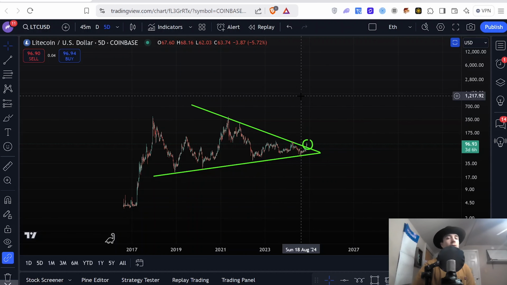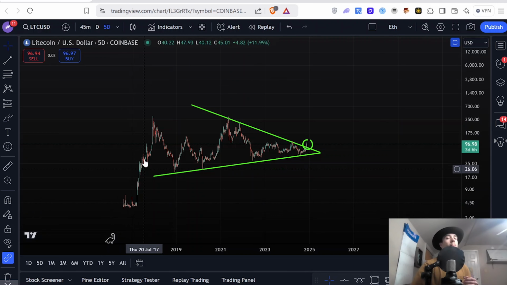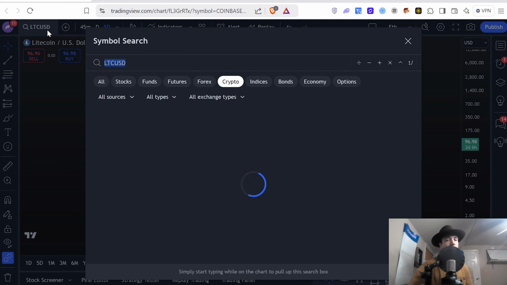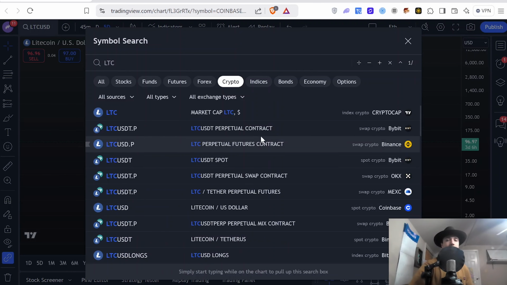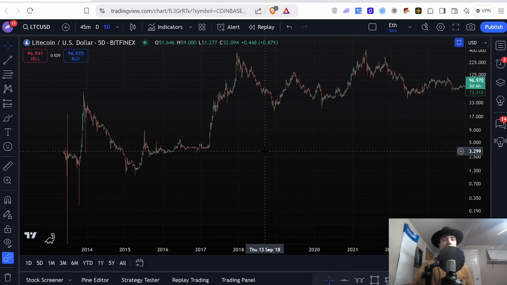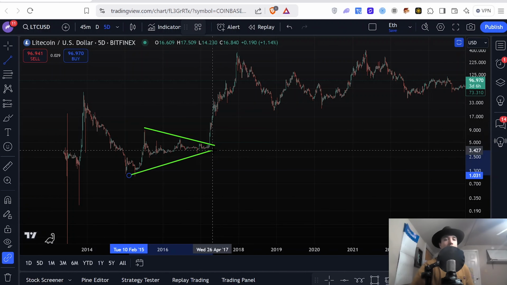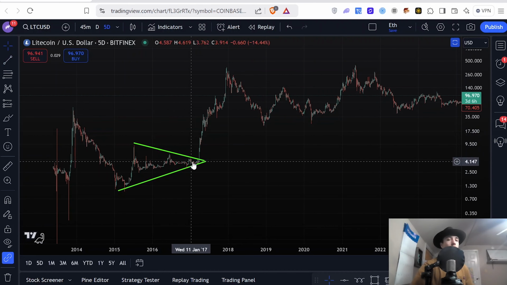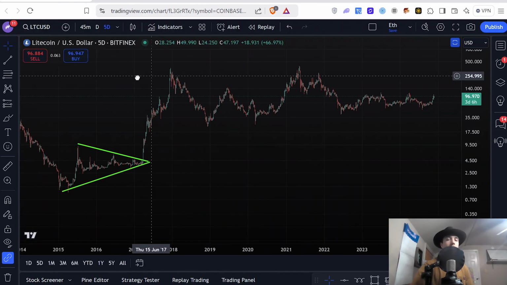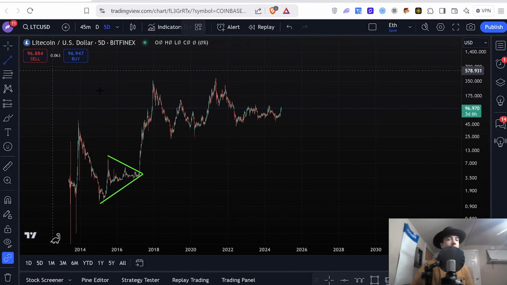Litecoin does have a history of doing triangles, and it's not on Coinbase, but if you go to like Bitfinex or maybe it's Bitstamp, I think, you have more historical data on Litecoin, and you can see that Litecoin did a triangle just exactly like this previously. So let's look right here on Bitfinex. You can see there was also a big triangle here on Litecoin right here. So we had a big triangle down here, and that big triangle led to a big upward move, which was the 2017 bull market.